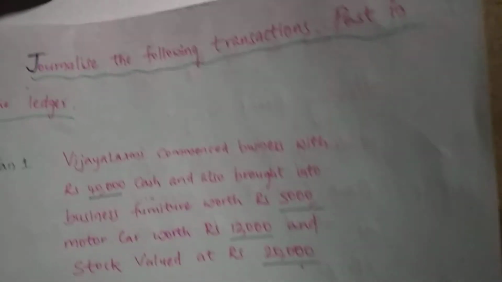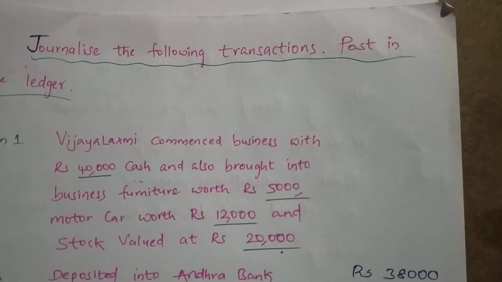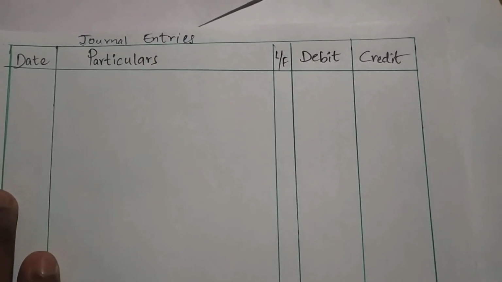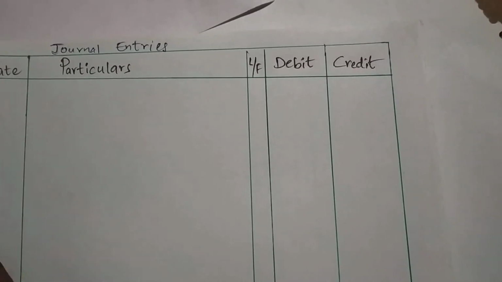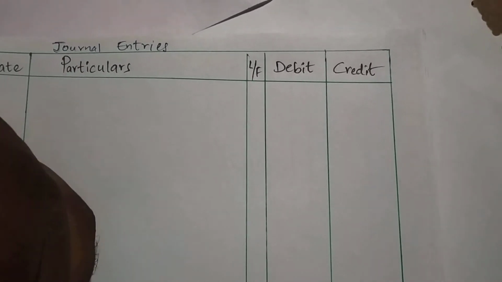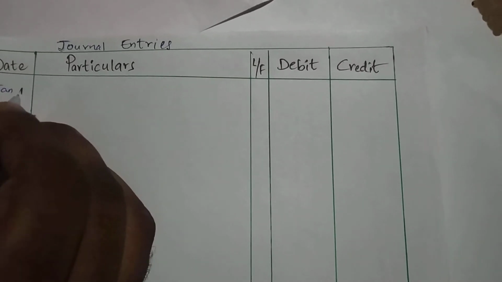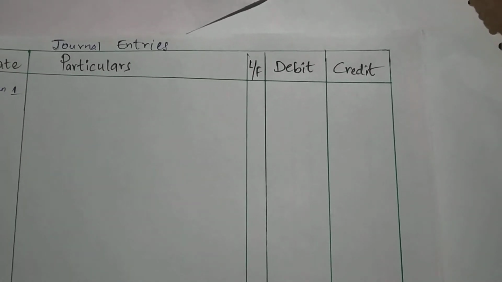So now we have to pass the journal entry. Yes, now let us start the problem. So on January 1, we have the transaction here.